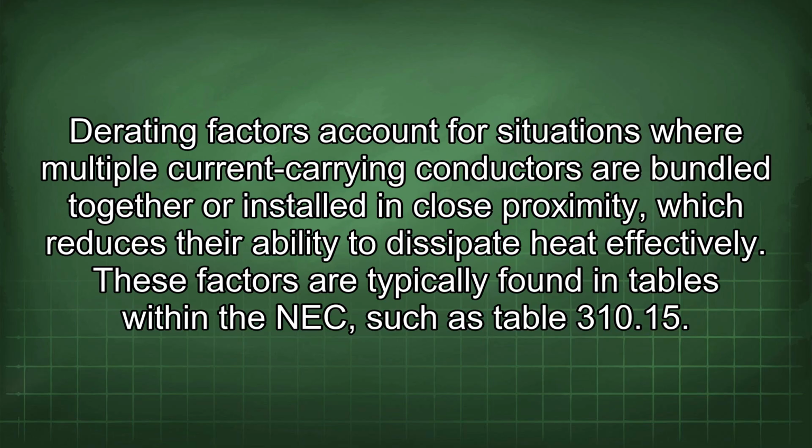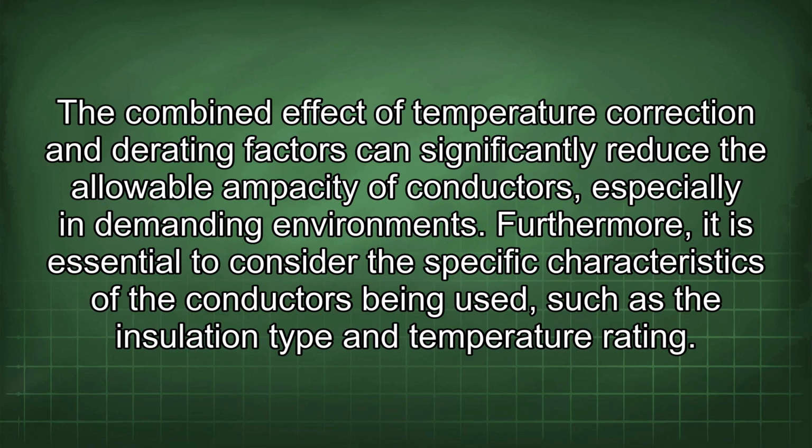Derating factors account for situations where multiple current-carrying conductors are bundled together or installed in close proximity, which reduces their ability to dissipate heat effectively. These factors are typically found in tables within the NEC, such as Table 310.15. The combined effect of temperature correction and derating factors can significantly reduce the allowable ampacity of conductors, especially in demanding environments.